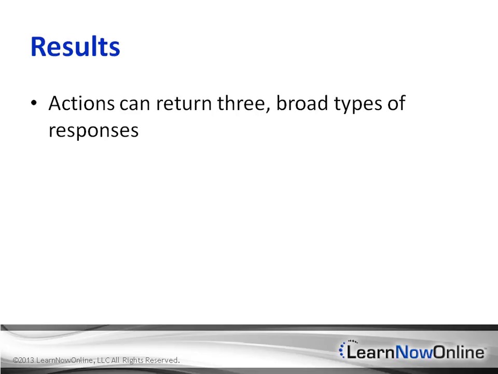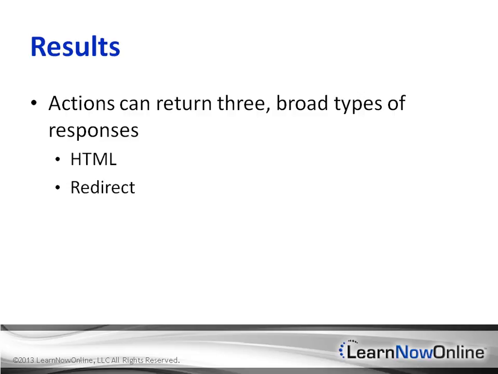Action methods, after they're done processing, usually return something back to the user, and we refer to these things as action results. And there are a few different kinds of results that an action can return. There are three broad types of responses, and each of these has its own subtypes of responses. But generally speaking, an action result is going to return HTML, usually in a view, although it can return just a string of HTML directly.